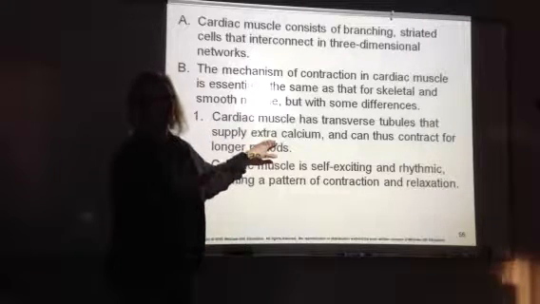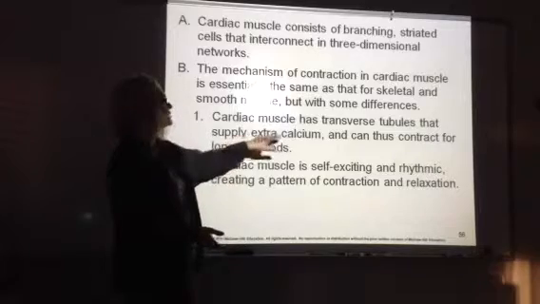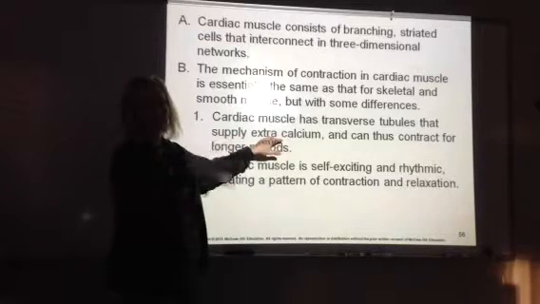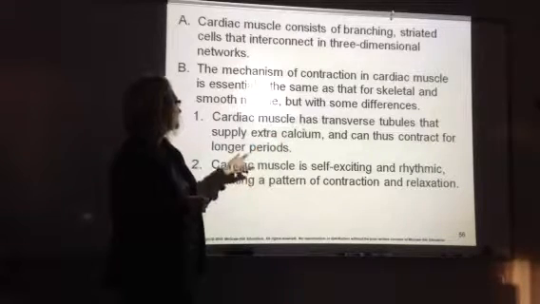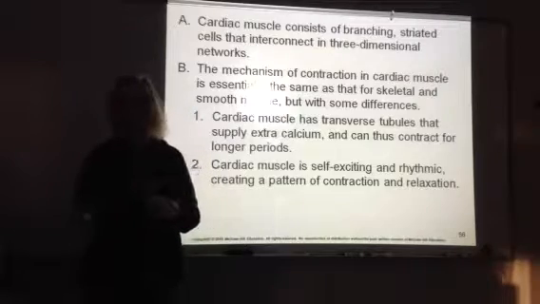Your heart is one of your, if not the strongest muscle in your body. It beats continually. It's used constantly. So extra calcium, remember calcium is very important in muscle contraction, means your heart can contract for longer periods of time.